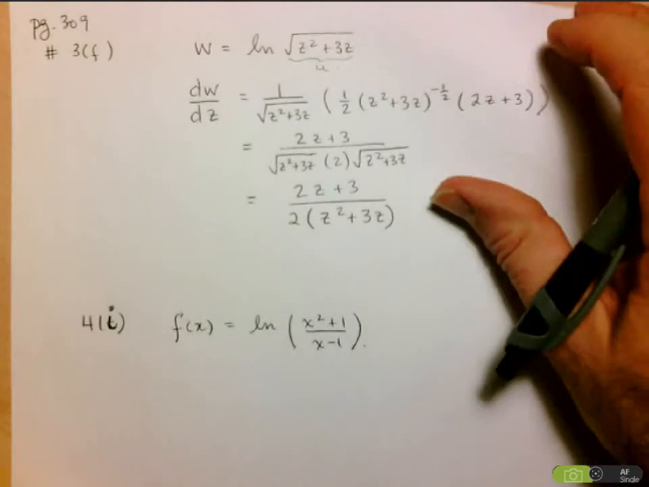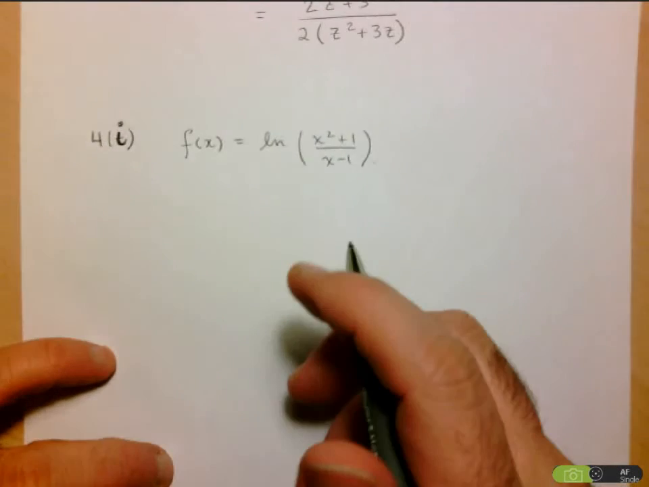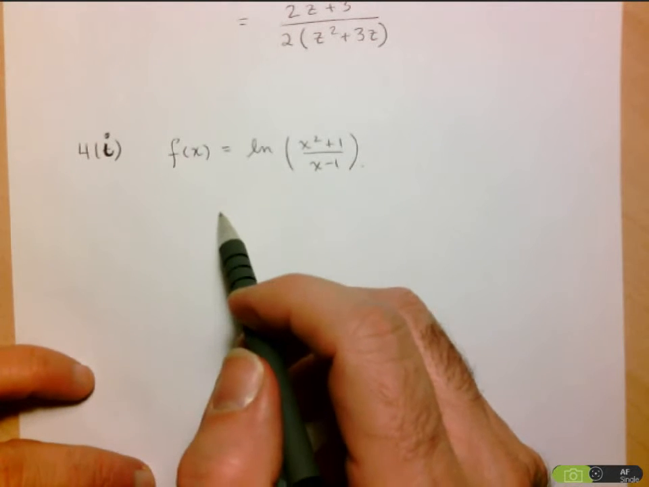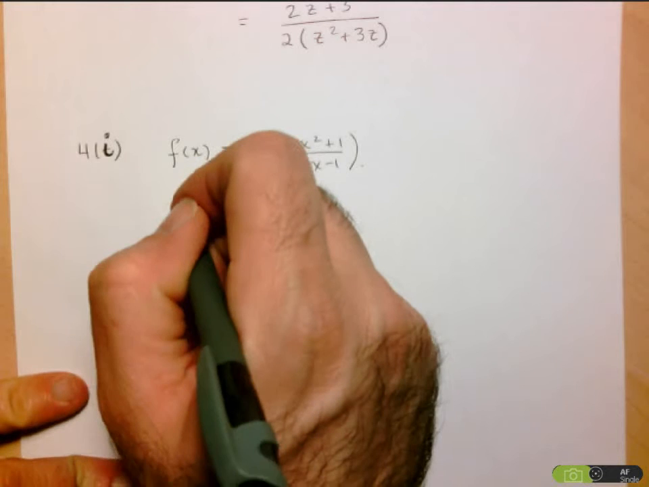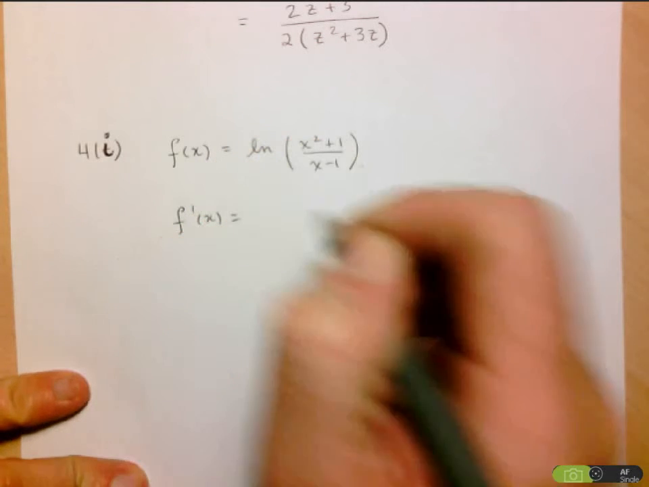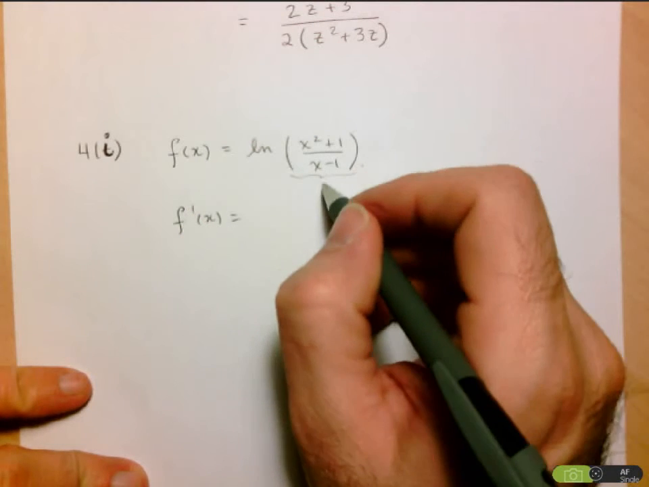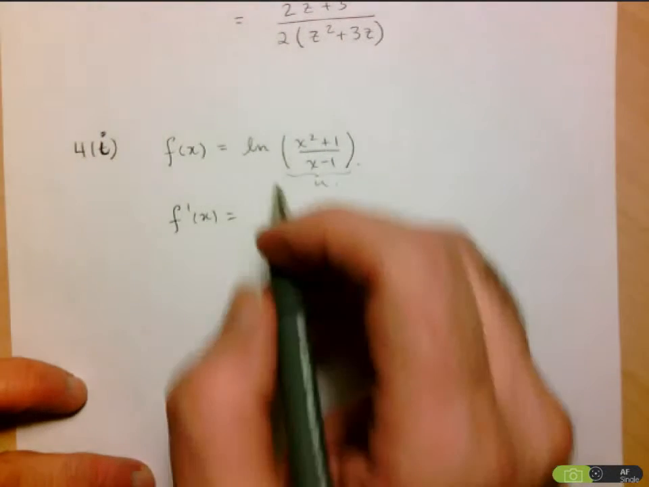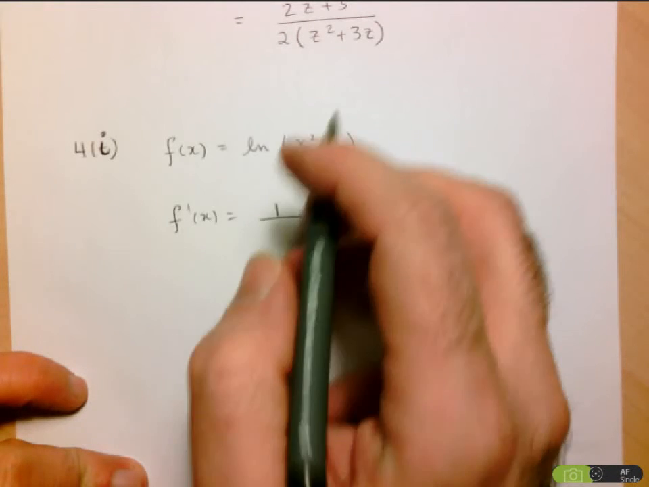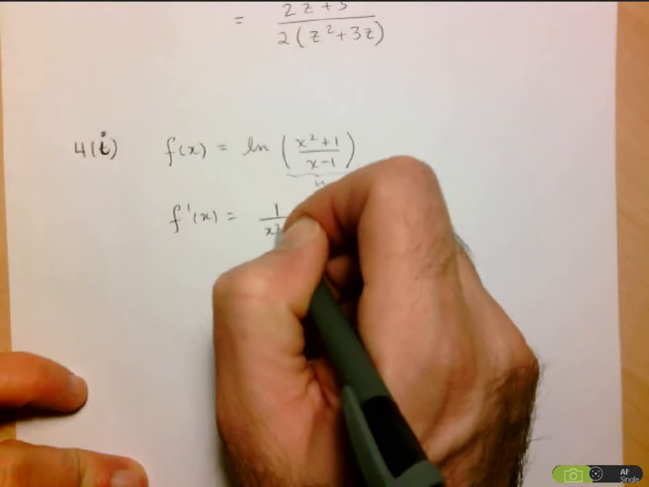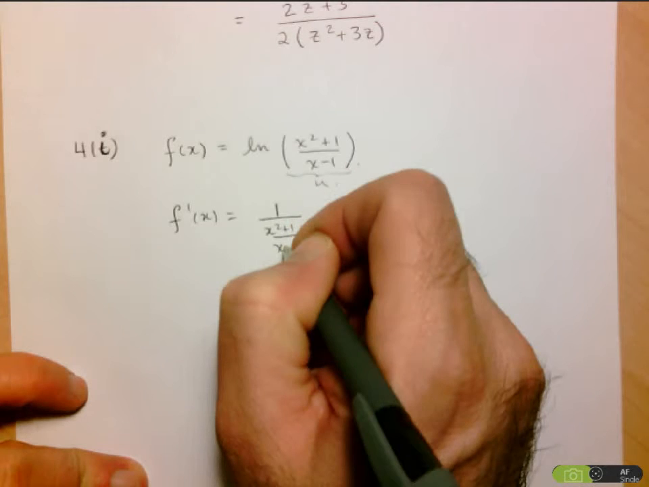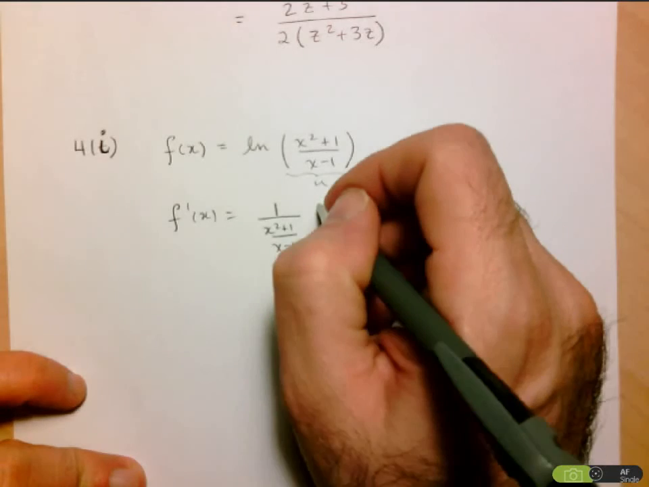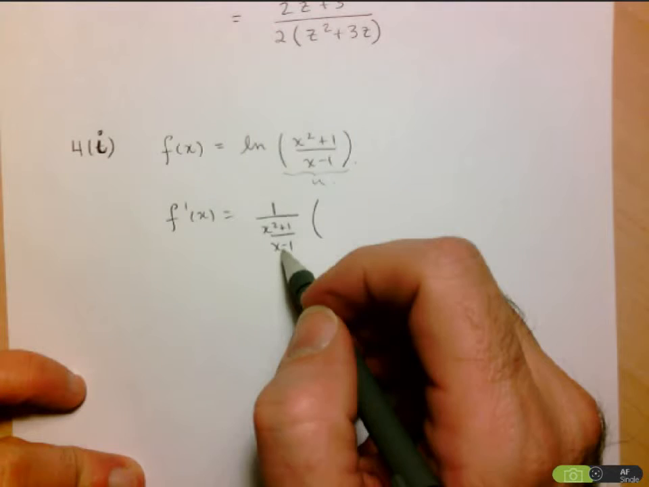Let's move on to the next one, for I. We're given this function again with a natural logarithm, and we're going to have to use the chain rule again. If we want to find f prime of x, we're going to make this whole thing u. First we take the derivative of ln u with respect to u. That's 1 over u, or 1 over (x squared plus 1) over (x minus 1). Then times the derivative of u with respect to x. Here we're going to have to use the quotient rule.